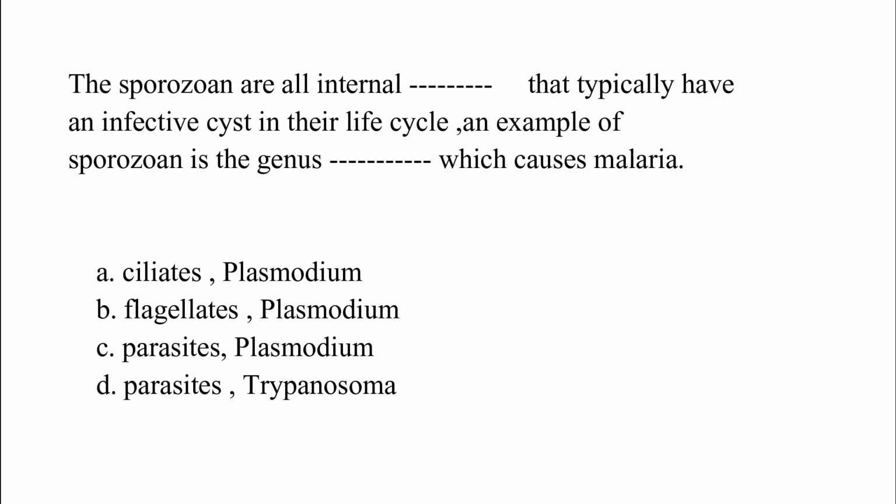The sporozoan are all internal parasites that typically have an infective cyst in their life cycle. An example of sporozoan is the genus plasmodium, which causes malaria.